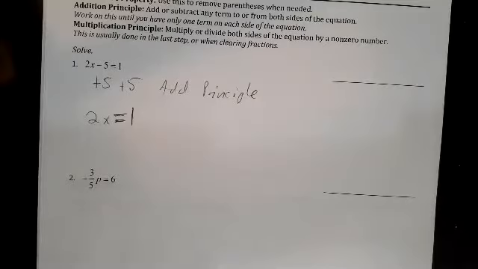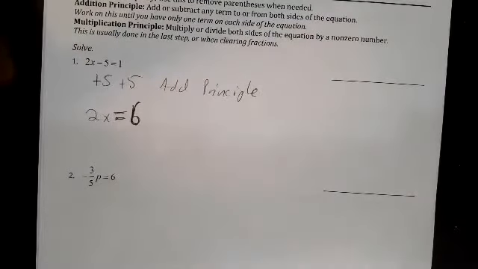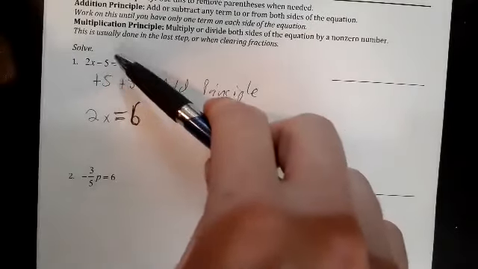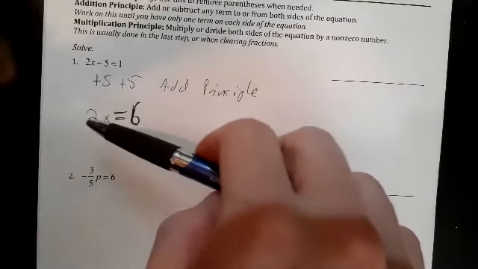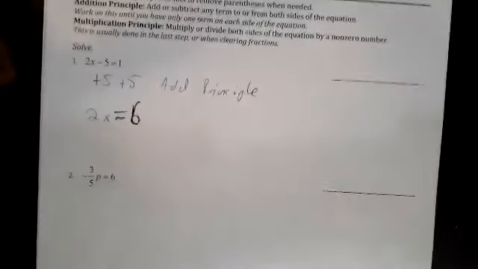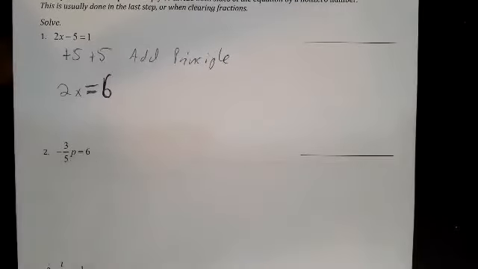Now we have 2x equals 1. Ooh, don't know how to add. 5 plus 1 is 6. Sorry. Let me repeat that. If we look at the left side, we have 2x minus 5. If we add 5, we're going to get plus 0. It's only going to give us the 2x. 1 plus 5 is going to give you 6. And so now we have something like 2x equals 6.